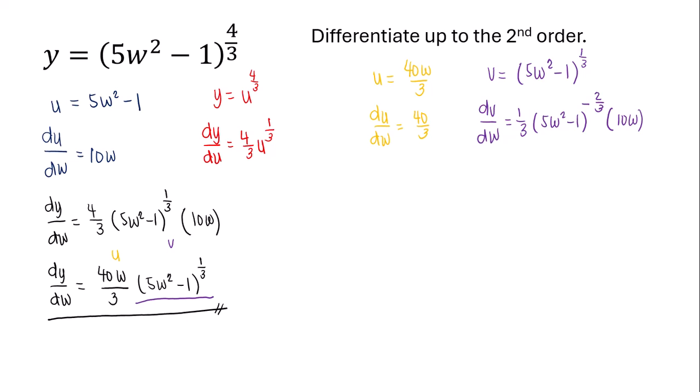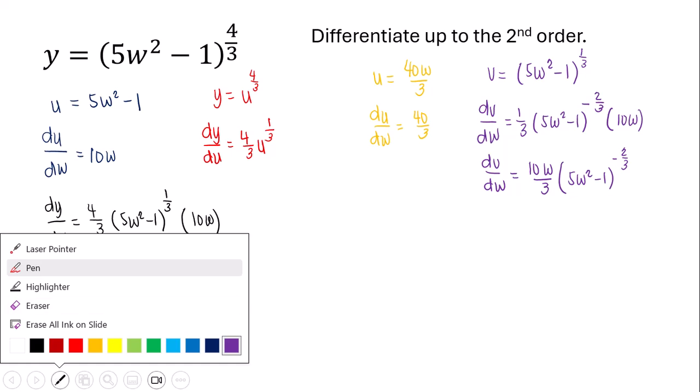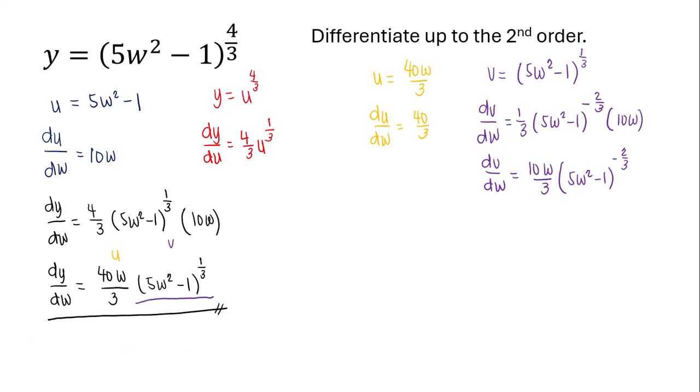So dv/dw is equal to 10w over 3 times 5w squared minus 1 to the power of negative 2/3. Or you can simply, let's just put it as is, and then let's simplify later. Now this time we can get our second order derivative by applying the product rule. So here we have a product, remember, u times v.